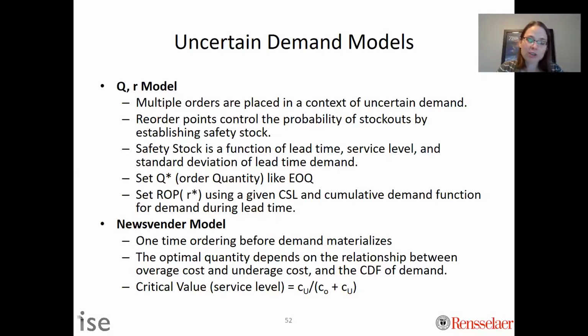What is getting captured? One of the biggest differences between the QR model and the newsvendor model is that in the QR model, you continue to place orders. You can continue to replenish over time. And the reason you can continue to do that is because your inventory is assumed to not lose value. You place an order for Q when it hits R, so you can do that multiple times. The major difference with the newsvendor model is you place an order before the selling period, and at the end of the selling period, your inventory has less value. There is an overage and an underage cost associated with that. So these are models that are both for uncertain demand, but they're characterizing different environments.